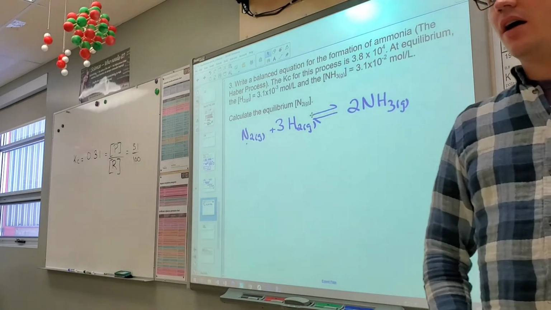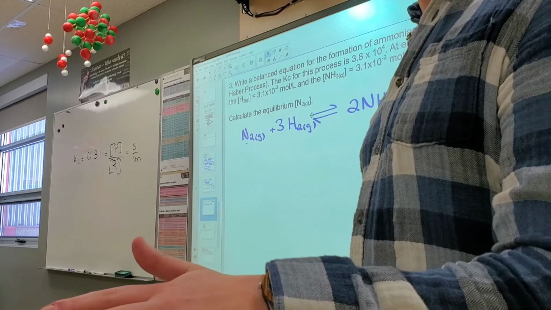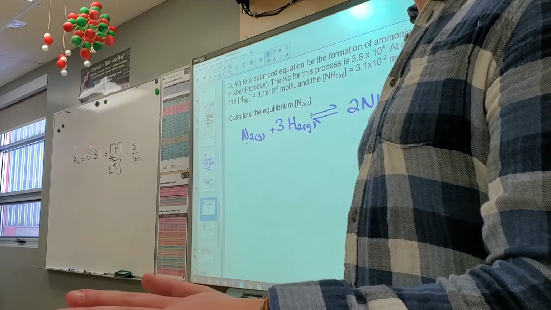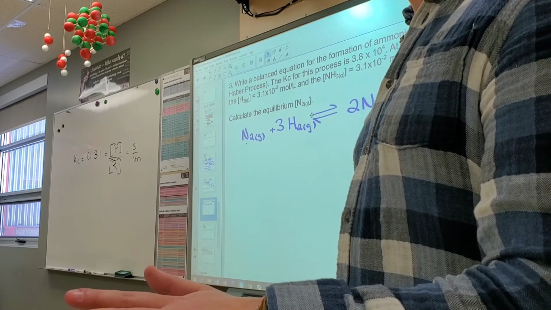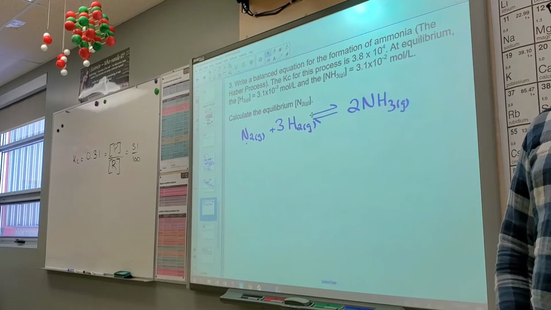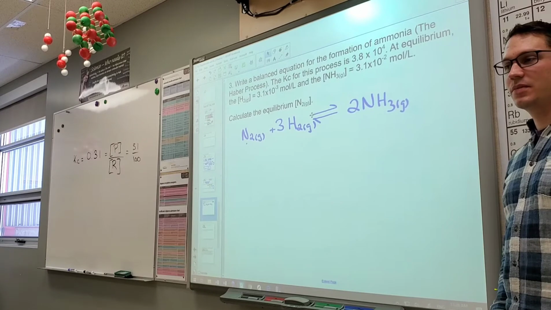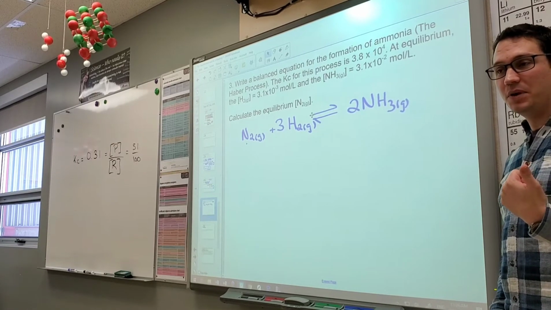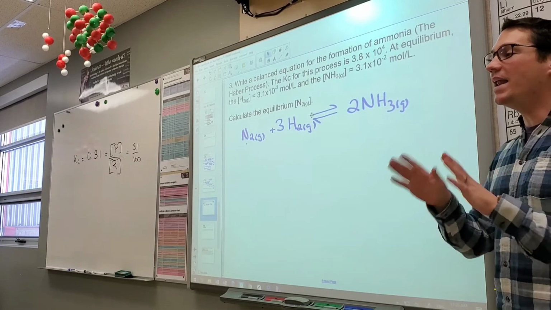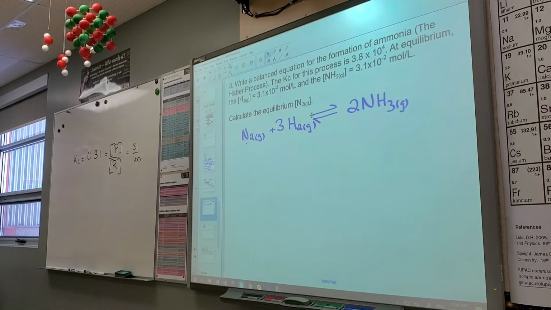Now, do we need an ice table? Look very closely at the question and ask yourself, do we need an ice table? I don't know if it's yes, I don't know if it's no, but I want you to try and think of it. We have the Kc. We have 2 of the 3 equilibrium values, right? Concentrations. When would we use an ice table? Under what conditions would we use an ice table?